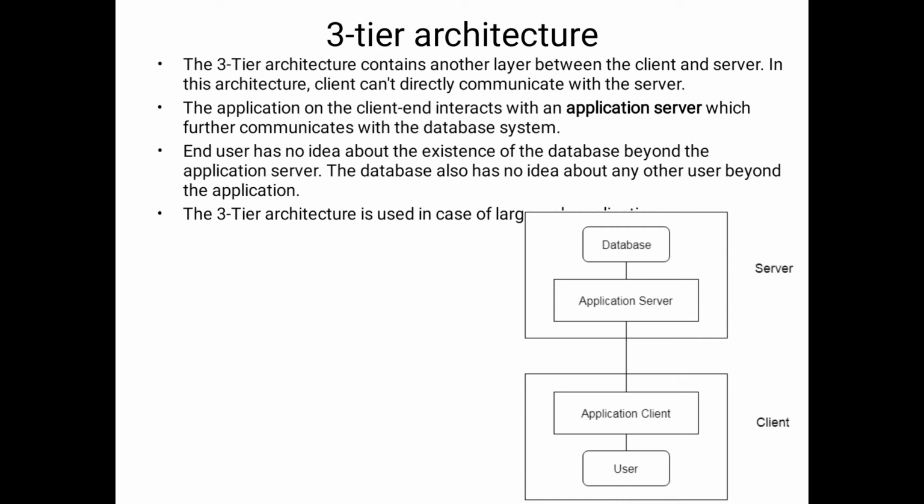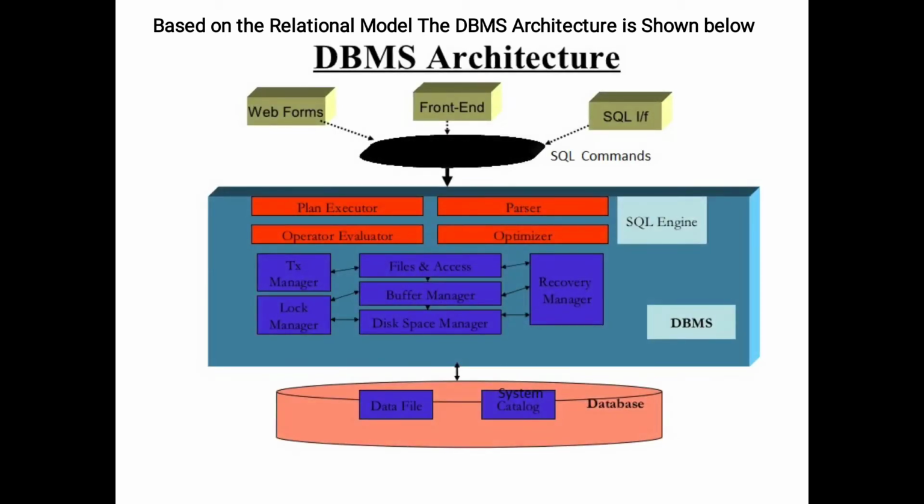Now we will discuss some other diagram based on the relational model. The DBMS architecture is shown below. This is the textbook DBMS architecture, according to the database management system textbook. This architecture is developed with the help of the relational model. Here you observe three layers. In data abstraction, three views are there. What three levels are there? View level, conceptual level, physical level. Here we will observe those three levels.